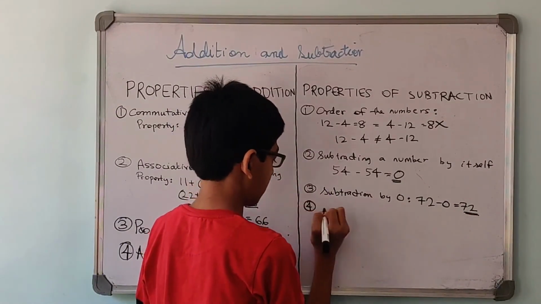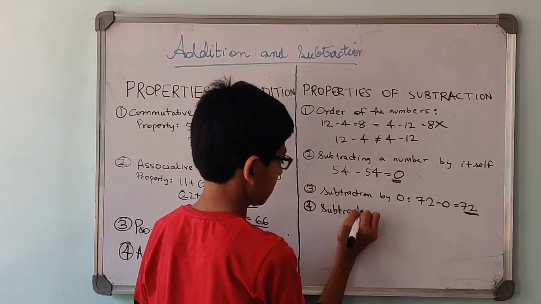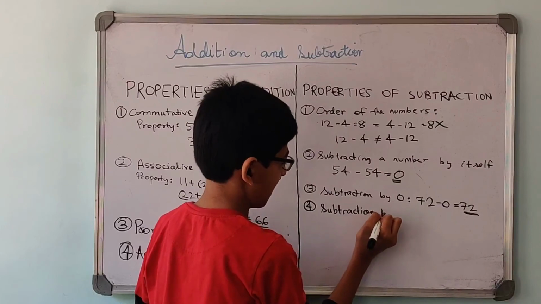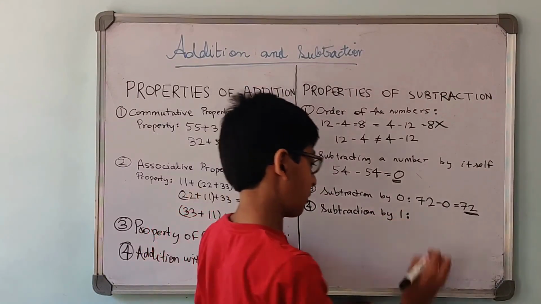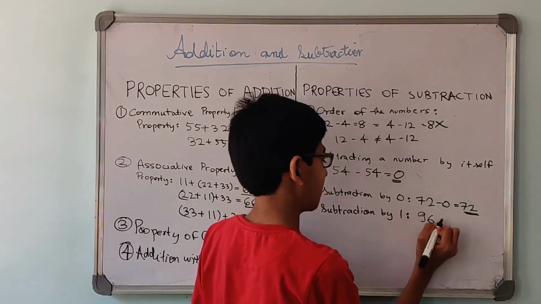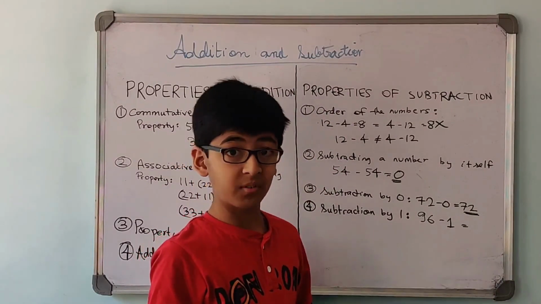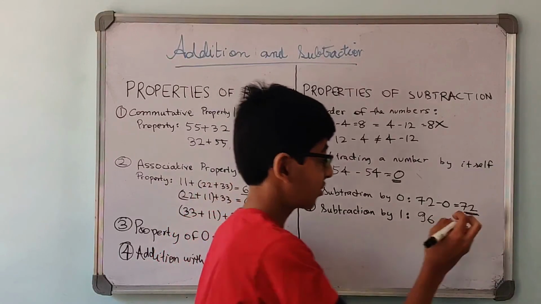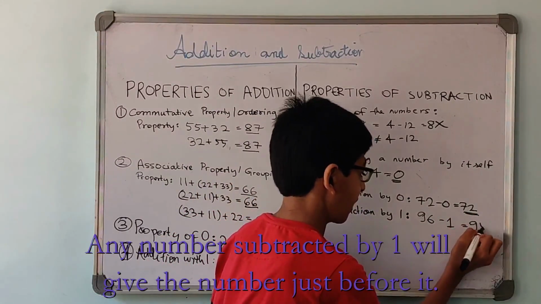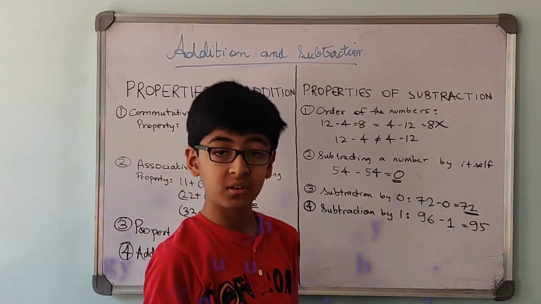Now, our next property is subtraction by 1. Over here, if we subtract 1 from any number, let's say we subtract 1 from 96, so 96 minus 1 is going to give us the number before the minuend. So 96 minus 1 gives us 95.